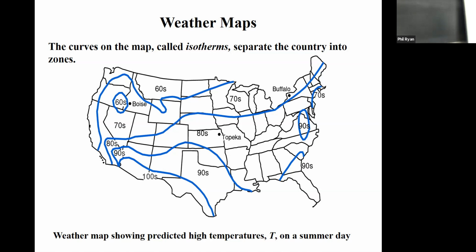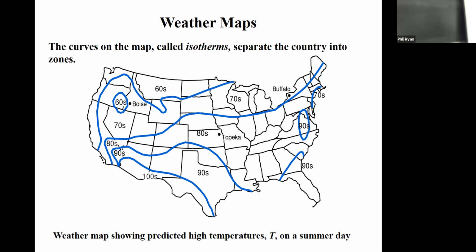Whereas if you go to Topeka, here's Topeka, we see that the high is somewhere in the 80s. Here we see 90s, here we see 70s, here we see 80s. Topeka looks like halfway between the 70s and the 90s, so we would say 85. So we can have a look at this and we can make estimates of what the actual values are.